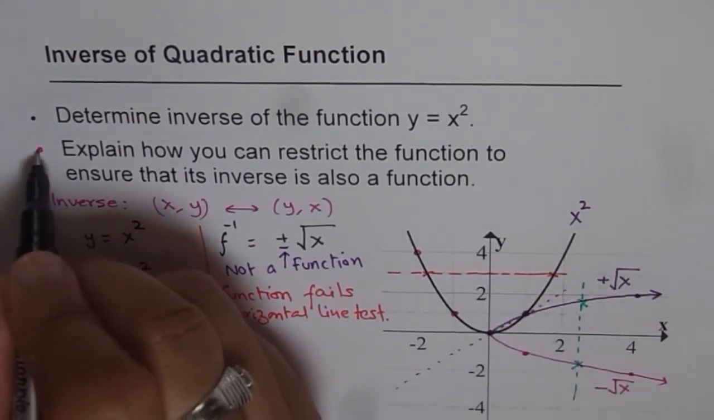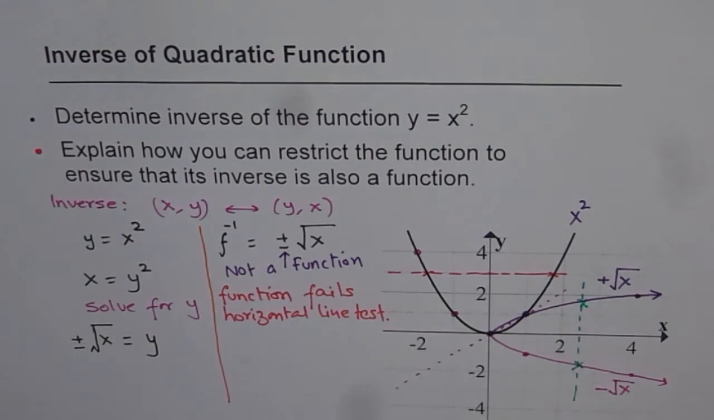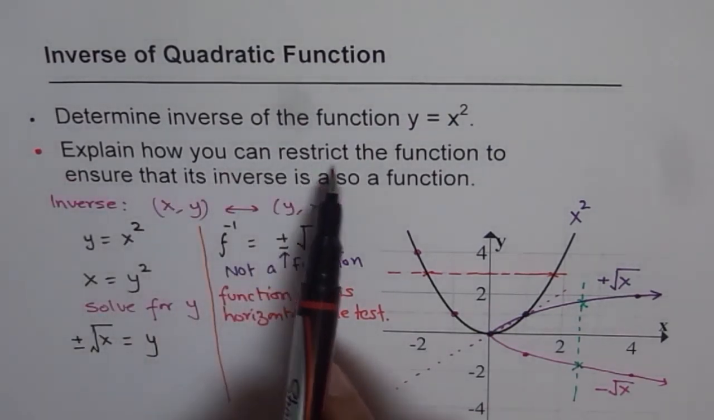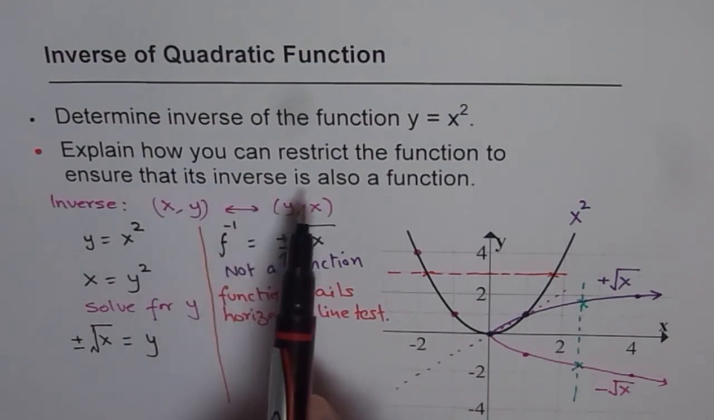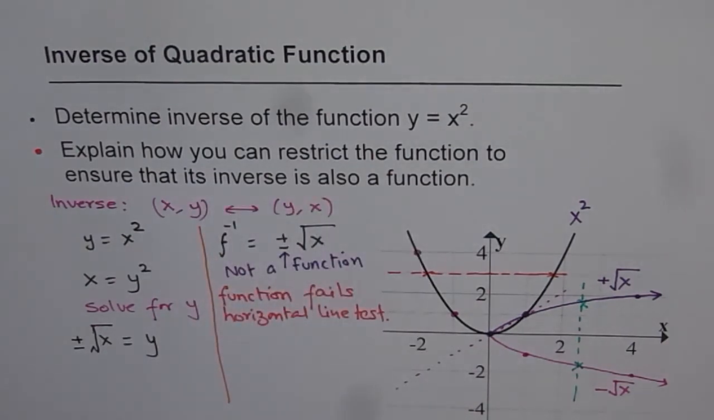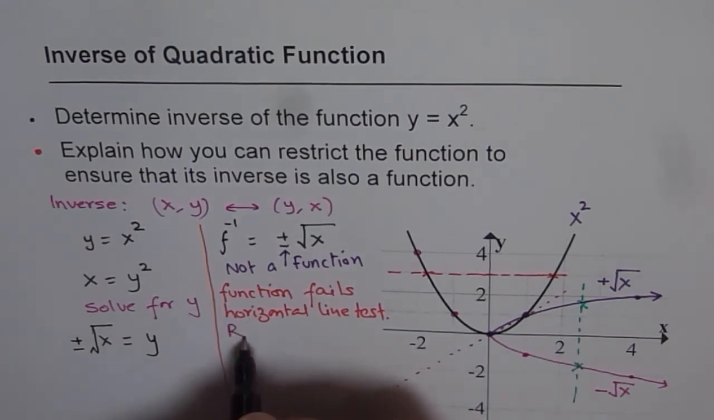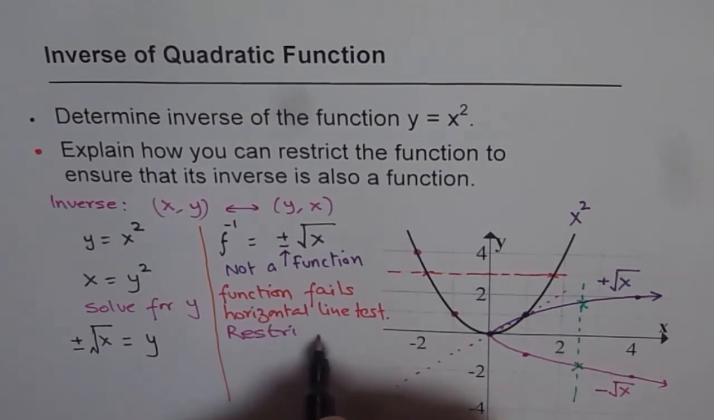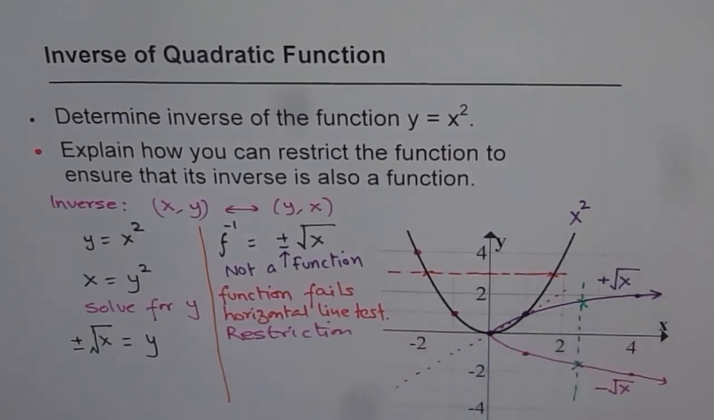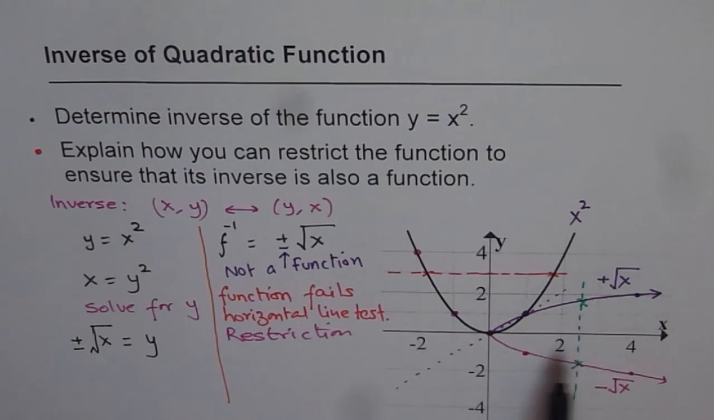Now let's concentrate on the second part of this question, which is: explain how you can restrict the function to ensure that its inverse is also a function. So now we're talking about restrictions. How can we restrict it? Let's consider the graph once again. If I restrict the domain from the vertex, either the right side or the left side, I avoid one portion of the inverse of the function. If I avoid that, then it will pass the vertical line test. And therefore, we have a solution.